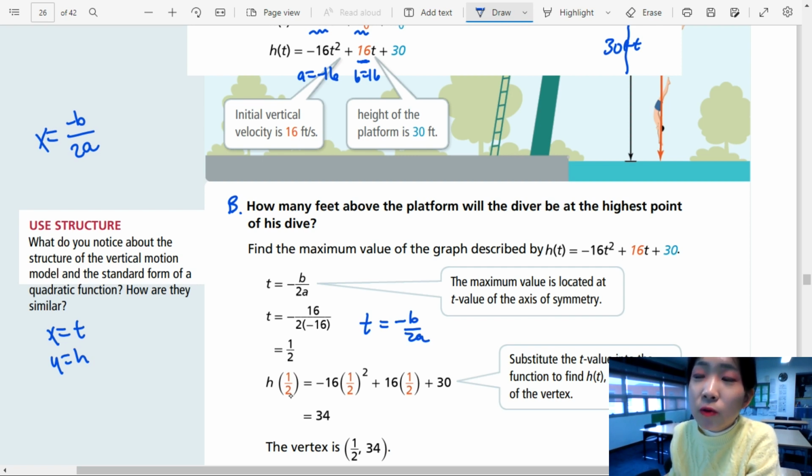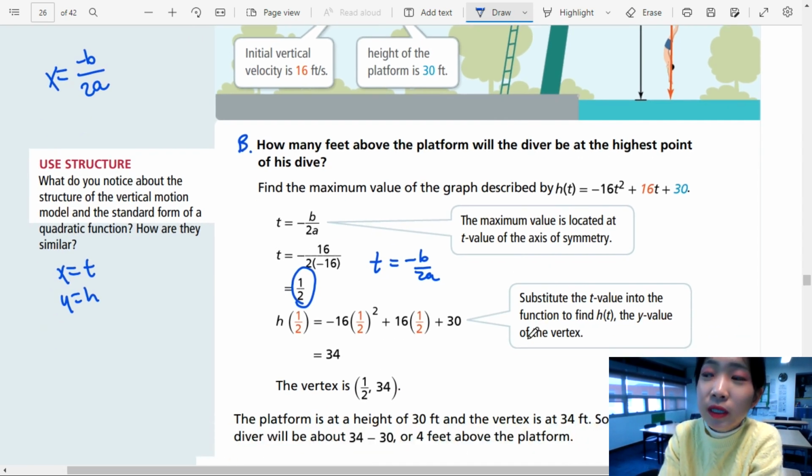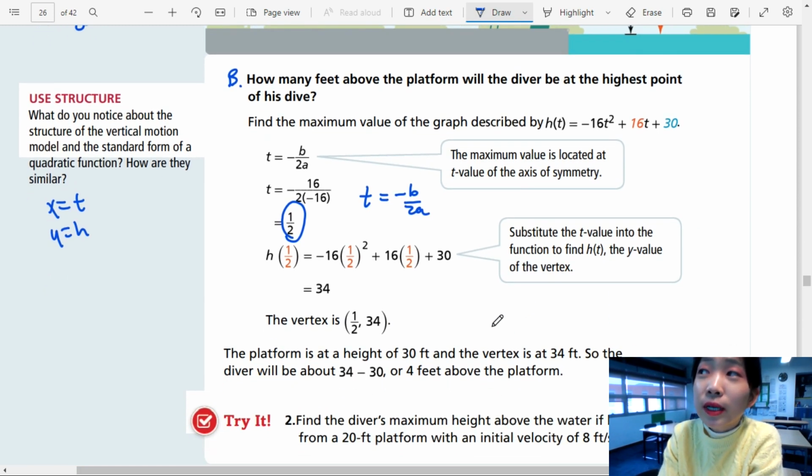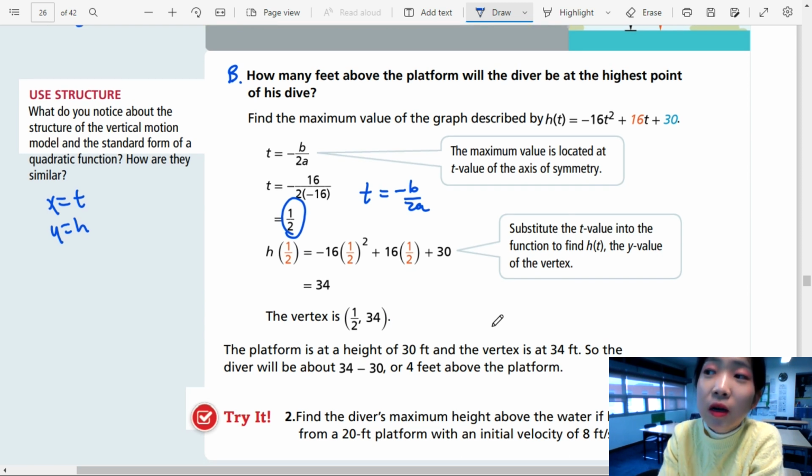So your h of 1/2, which is your value of t for your vertex, is equal to negative 16 times (1/2) squared plus 16 times 1/2 plus 30. If you solve for that, that's negative 16 divided by 4 plus 16 divided by 2, which is 8, plus 30, so that's 34. So your vertex is (1/2, 34), which means your height is at its maximum at 0.5 seconds, where the height is 34 feet.